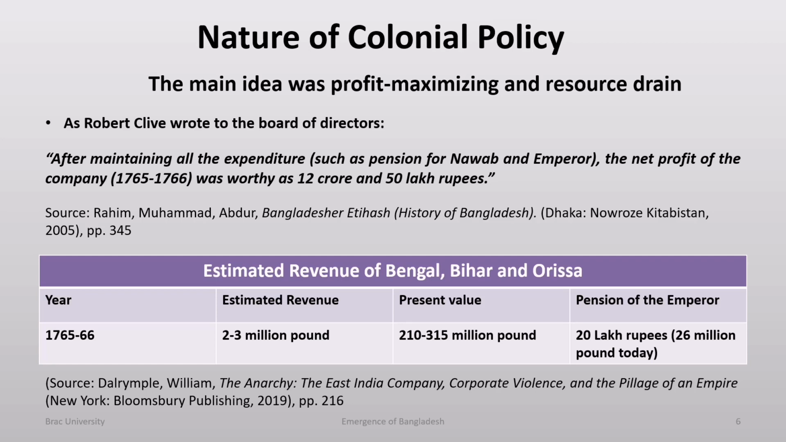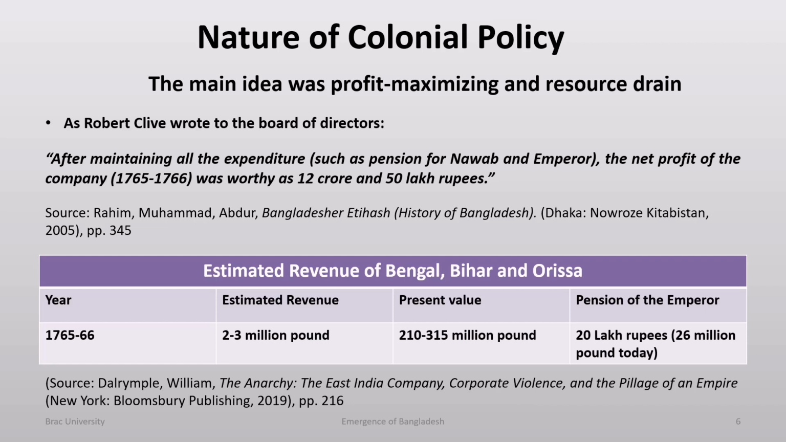The reference from William Dalrymple shows that the estimated revenue of Bengal, Bihar and Orissa was 2 to 3 million pound, which stands at 210 to 315 million pound based on the present value.